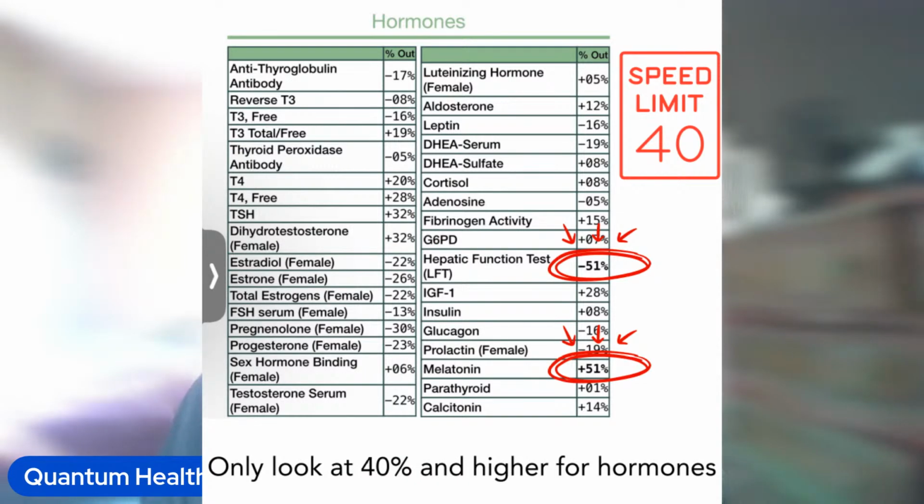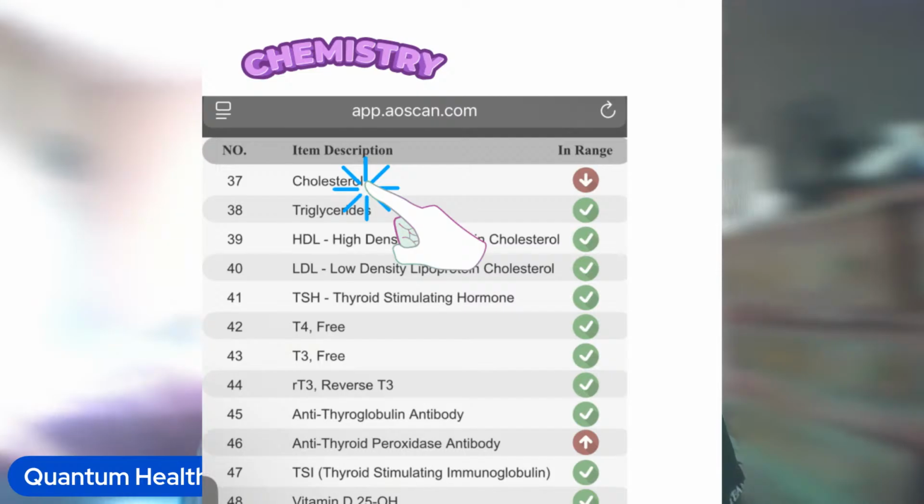In the body systems in your free demonstration, there is the hormone panel. But anything that is under 40, don't look at. It's not accurate. Anything 40 and above, that's what we're going to write tickets for. So just look at the 40 and above and let's go from there.